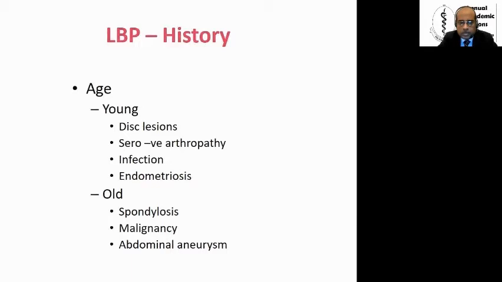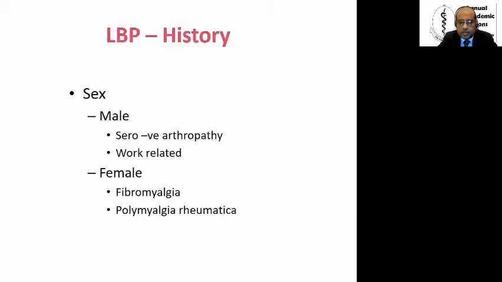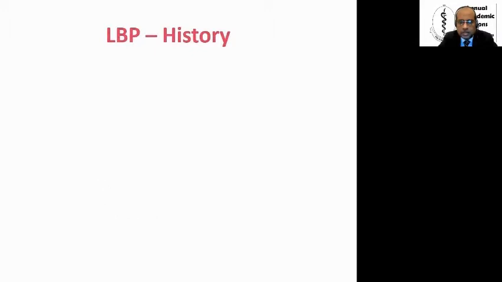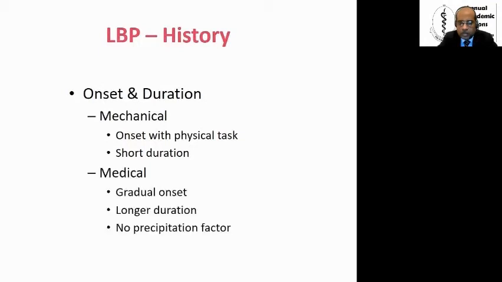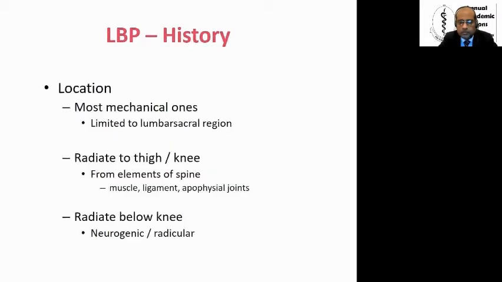Age can make a difference. Young and old have different causes. Male and female also can have different common causes. The onset and duration are important to get properly in the history. With the mechanical ones, the onset is generally with a physical task and they generally present within a short duration of onset. The medical ones are generally of gradual onset, and they have a longer history of getting worse slowly, and generally there's no precipitating factor to start that back pain.